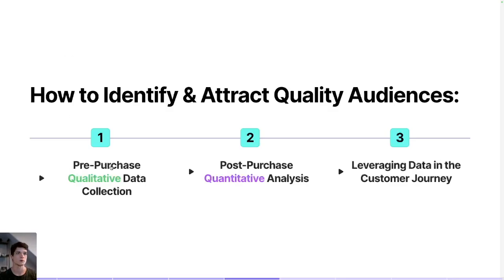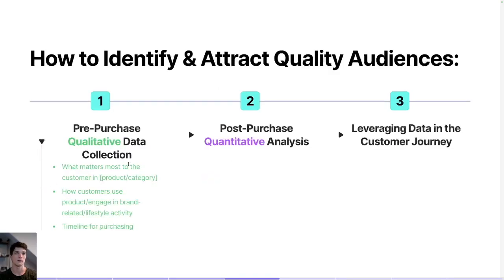One, collect pre-purchase qualitative data. So things like what matters to people in the products that you sell, how customers use the products, how often they engage in a brand-related lifestyle activity, what their timeline for purchasing looks like. Those are all qualitative data points. And then combine those qualitative pre-purchase data points with post-purchase quantitative data points. So that's revenue, orders, conversion rate, stuff that you'd see in Shopify, and then leveraging the data throughout the customer journey, such as ads, product pages, email marketing.